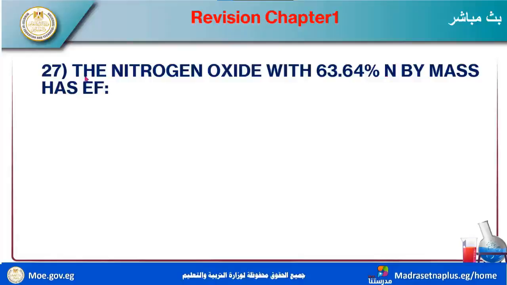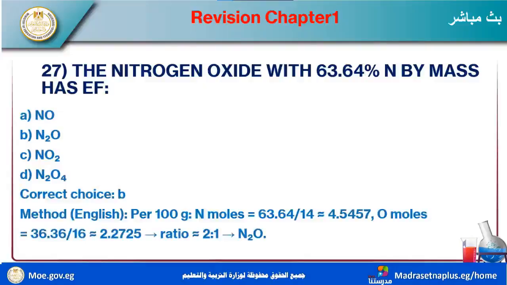I told you before, this is a compound, so the empirical formula totals 100 percent. Subtract 63.64 percent from 100 percent. The answer is 36.36. Yes, this is true, I know that from this equation. Now you can divide.